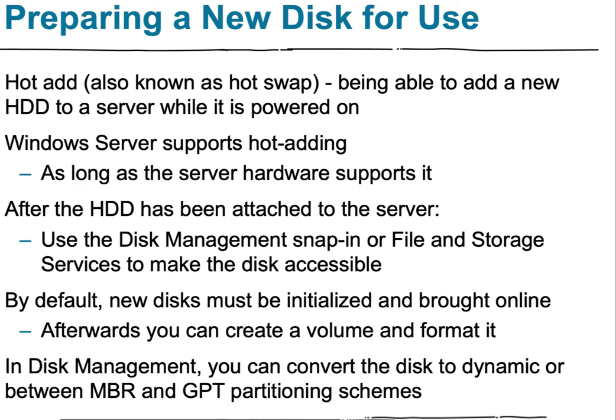After the HDD has been physically attached to the server and the server is running, you need to use the Disk Management snap-in or File and Storage Services to make the disk accessible. By default, new disks must be initialized and brought online from their initial offline state. After the disk is online and initialized, you can create a volume and format it. In Disk Management, you can convert the disk to dynamic or between MBR and GPT partitioning schemes.